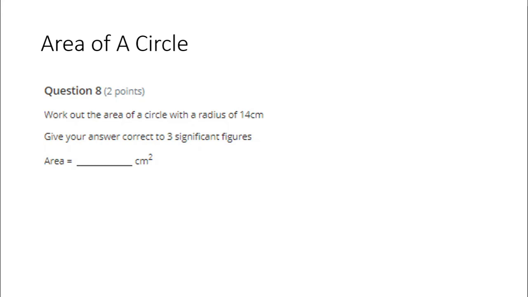So first set up the equation. The area of a circle is pi r squared. Given that the radius is 14 centimeters, the area of the circle is pi times 14 squared. And 14 squared is 196. So this is 196 pi. That right there is an exact answer.